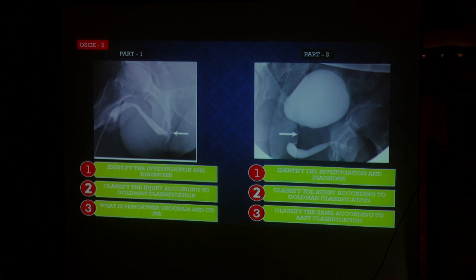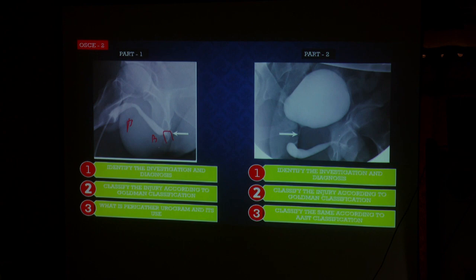Here you are able to see this is the penile urethra and this is the bulbous urethra, and here you are able to see the contrast extravasation. So what is the diagnosis here? This is an anterior urethral injury. Then you should know about the classification of urethral injuries according to the Goldman classification.